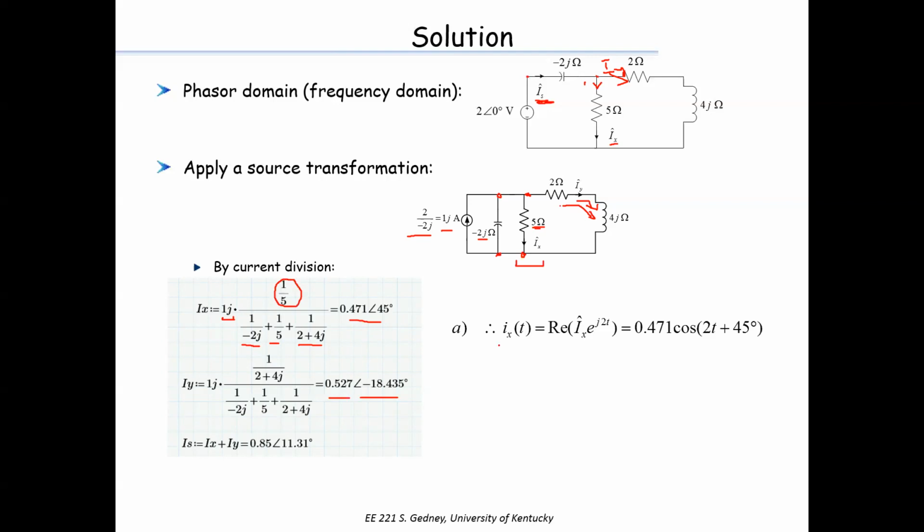Convert this back to the time domain. Take Ix of t, the real part of the phasor Ix, which is 0.471 angle 45, times e to the j2t. By Euler's law, I can write that as 0.471 cosine of 2t plus 45 degrees. That's my Ix in the time domain. Is, the source current, has magnitude 0.85 and is 0.85 cosine of 2t plus 11.31 degrees. So that concludes the solution to this simple problem for the AC steady state.